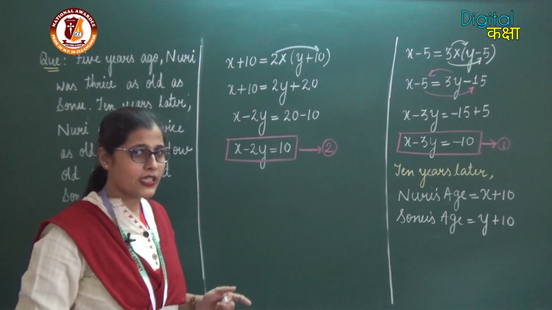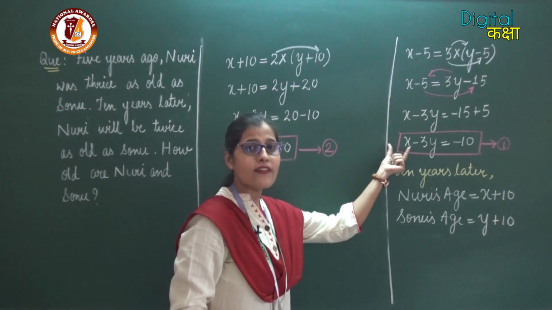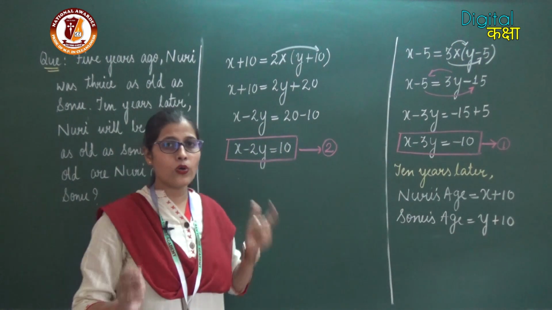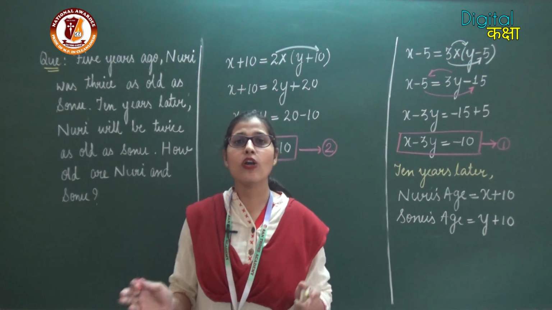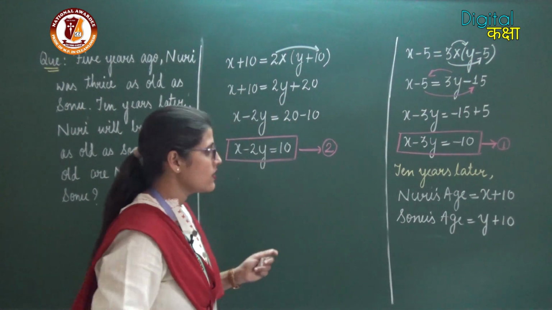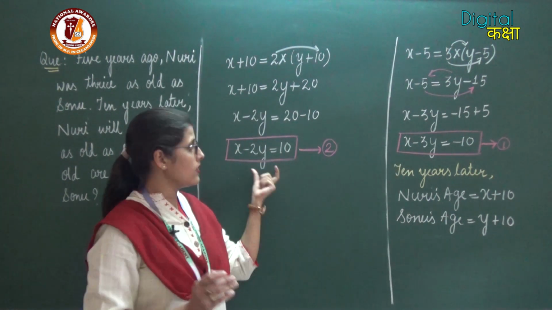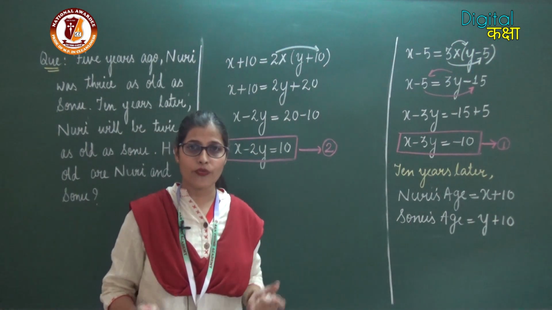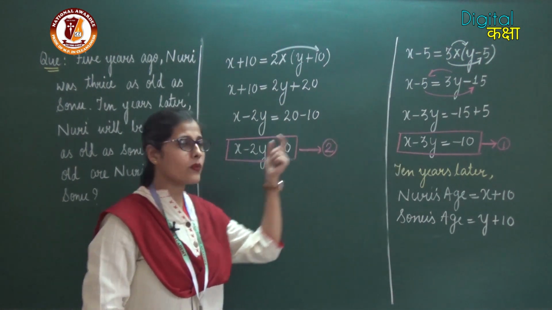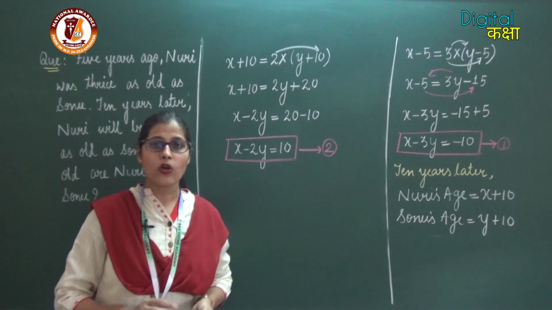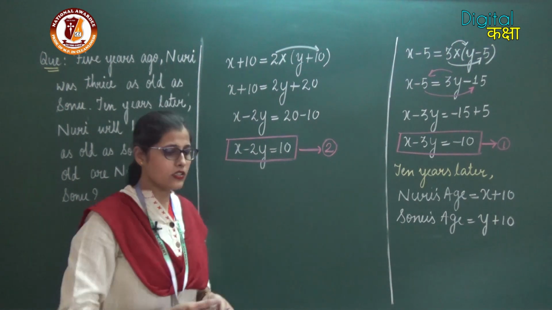Now what you can see over here, the variable x in both the equations has the same coefficient. So we don't need to multiply the coefficients by any number. And the variable x has the same sign in both the equations. Therefore, we will be subtracting equation 1 and equation 2. So by column method, let us subtract equation 1 and equation 2.